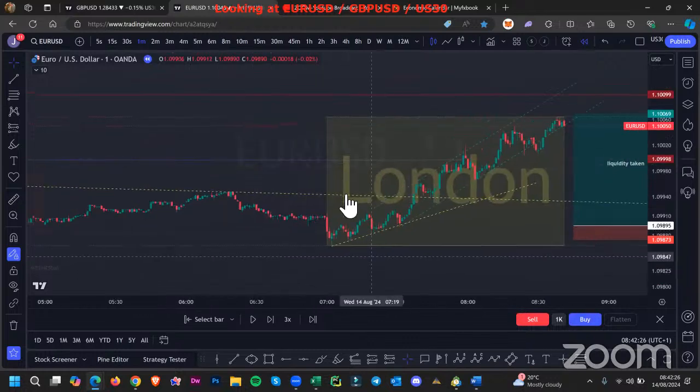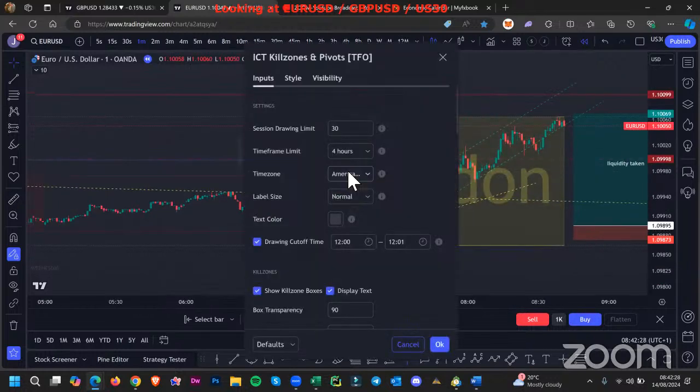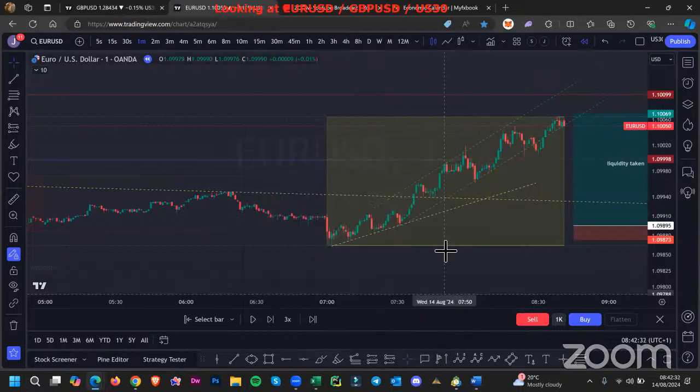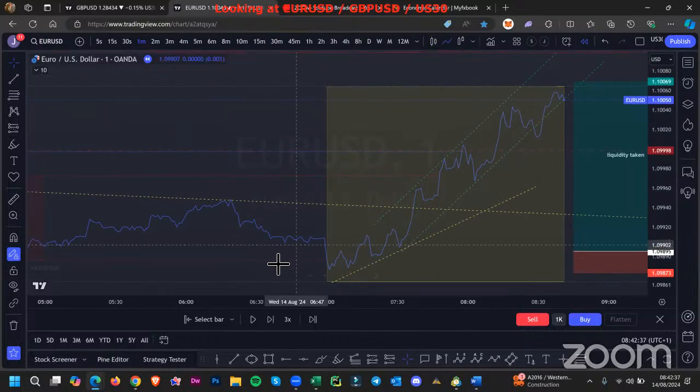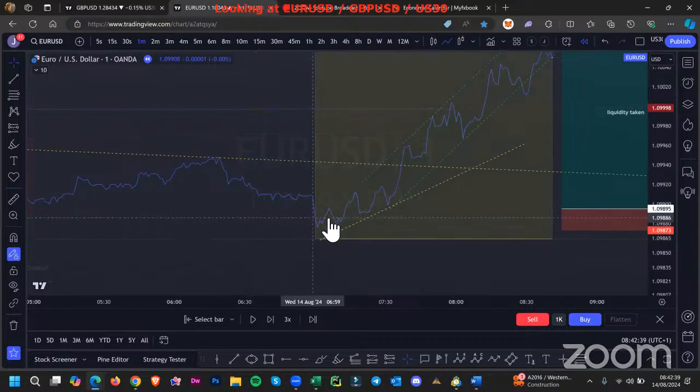London. Let me get rid of this because it's a bit of an eyesore. All right, the yellow box is London. That's all you need to know. All right, we saw liquidity taken. Now, when we saw it taken, I'm not going to lie to you, it wasn't very clean in here, me seeing a manipulation W. It wasn't.